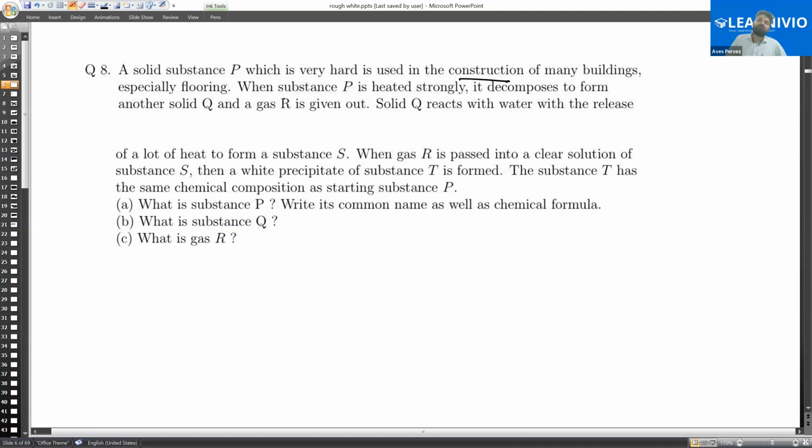Flooring means the marble that is used, marble is made of calcium carbonate, right? So the substance P is calcium carbonate. Look, the word "strongly" is used here, because calcium carbonate requires a large amount of heat, about 900 degrees Celsius.